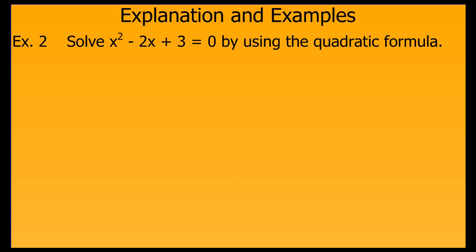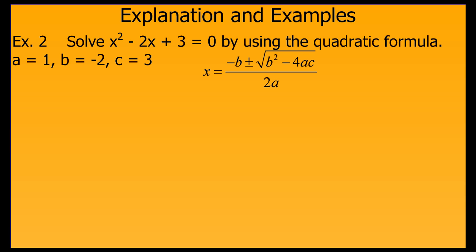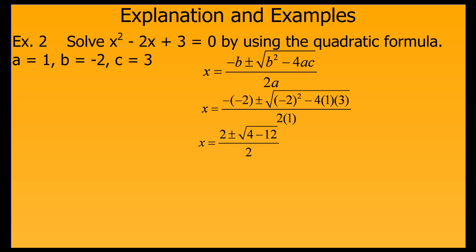Let's look at another example. x squared minus 2x plus 3 equals 0. Again, we're going to identify a, b, and c, and we're going to use the quadratic formula. So we substitute in our values of a, b, and c everywhere they appear. We're going to simplify under the radical and our denominator. Then we're going to simplify under the radical one more time.